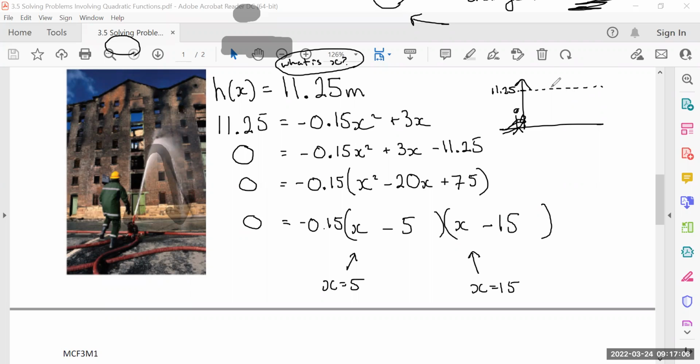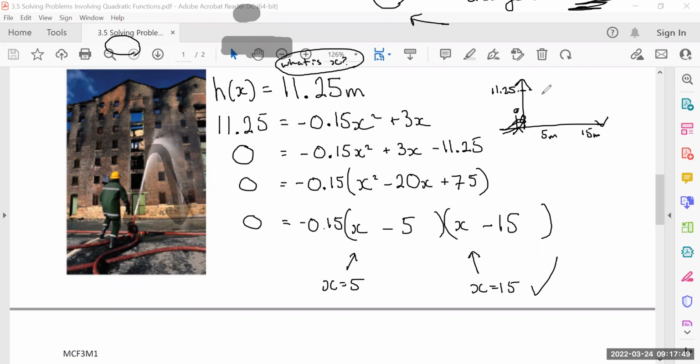If we pretend this water is a parabola, well, how many times does my parabola hit that dotted line? Twice, right? In other words, I could set it up so the water hits the fire on its way up. That would be 5 meters away. Or I could walk away and set it up so that the water hits the fire on the way down, which is 15 meters away. You know what I mean? So it makes sense mathematically that I should have two numbers.